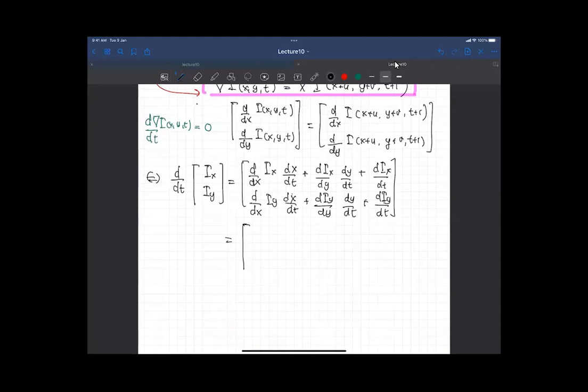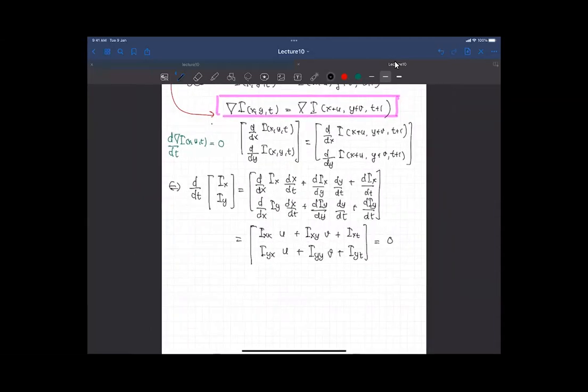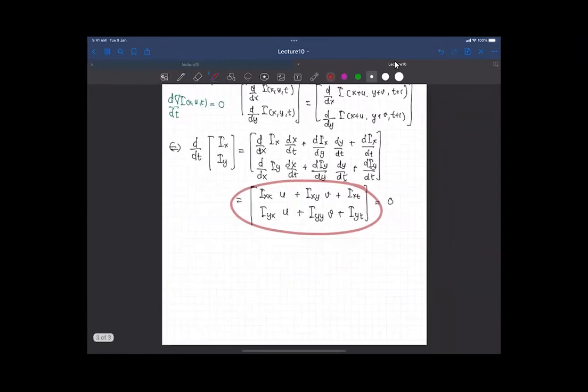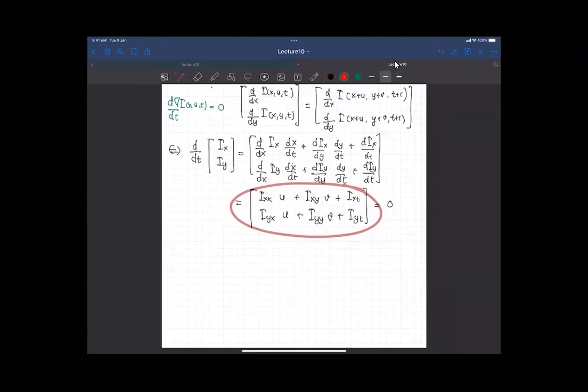this one. d Ix/dx is the second derivative, which means we have Ixx u, because dx/dt is u, plus Ixy v, plus Ixt, and then Iyx u plus Iyy v plus Iyt equals 0. This is basically the same as PCC, but we apply this to GCC. This is the basic idea of GCC, that we want to minimize this equation, the same as what we want to minimize on PCC. If you compare PCC and GCC, it will be obvious.